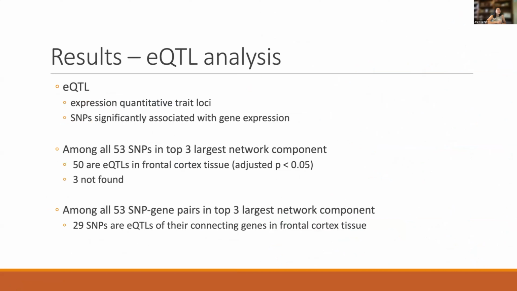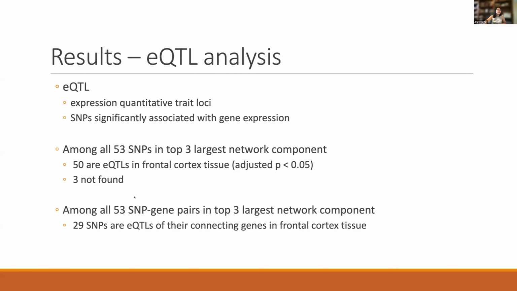So we also further examine all the SNPs we identified to see whether they are indeed associated with gene expression. We did this expression quantitative trait loci analysis to identify whether the SNPs are significantly associated with gene expression. In total, in those 3 network components, we have 53 SNPs, and out of those, 3 of them were not found. But all the rest, the 50, are eQTLs in the frontal cortex tissue, which is where we get all this expression data.